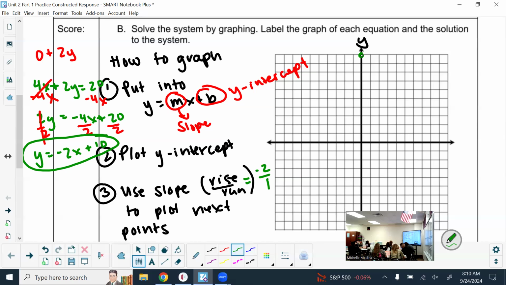And that means from my y-intercept, since my slope is negative, I'm going to go down 2 to the right 1. Down 2 to the right 1. The rise depends on if it's positive or negative, whether you go up or down. The run is always to the right. Occasionally, I do have to work backwards, to the left of the y-axis, and that would be me doing the complete opposite of what the slope tells me to do. But I don't have to on this one. If you're not making a straight line, then something is wrong.